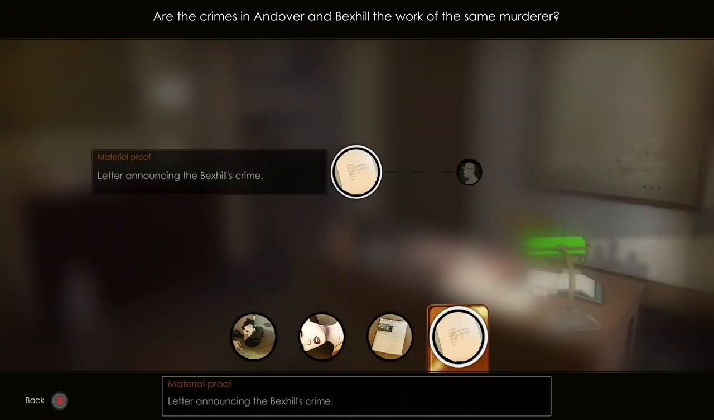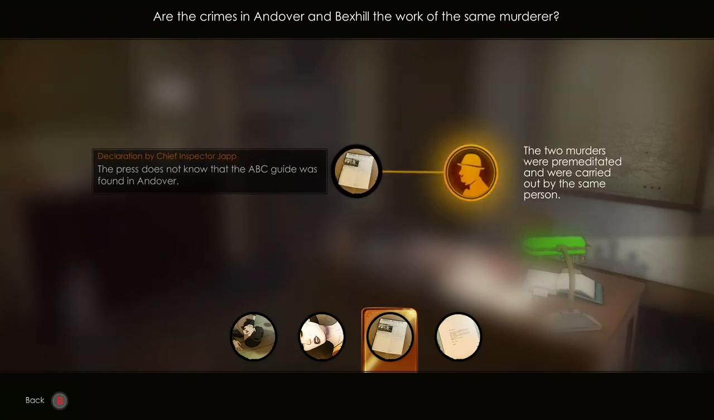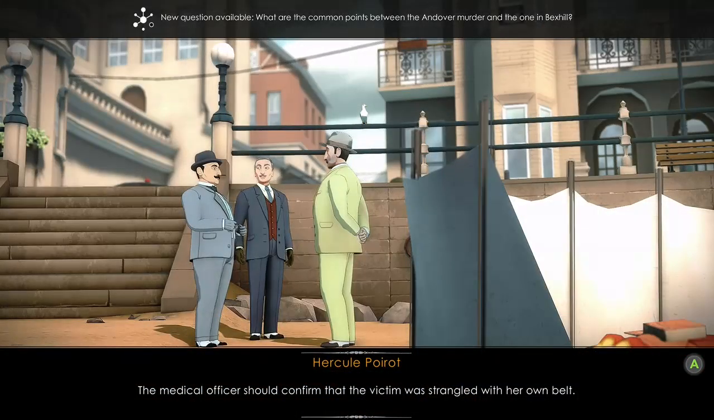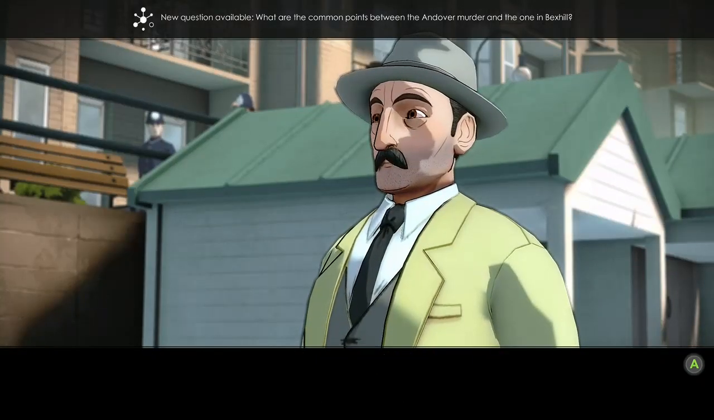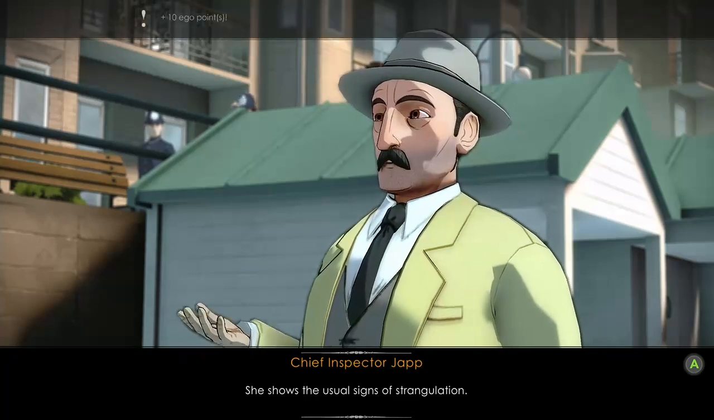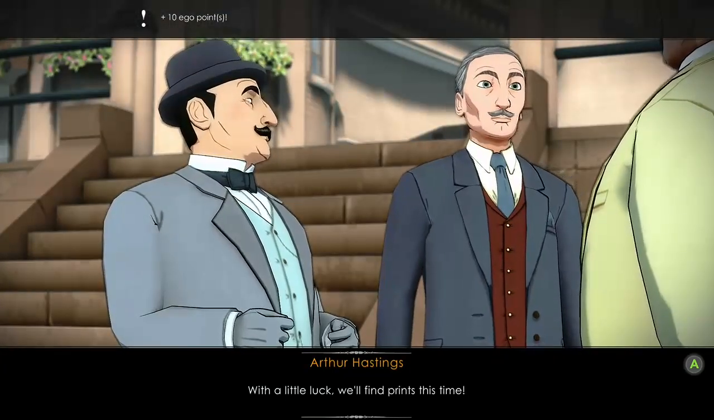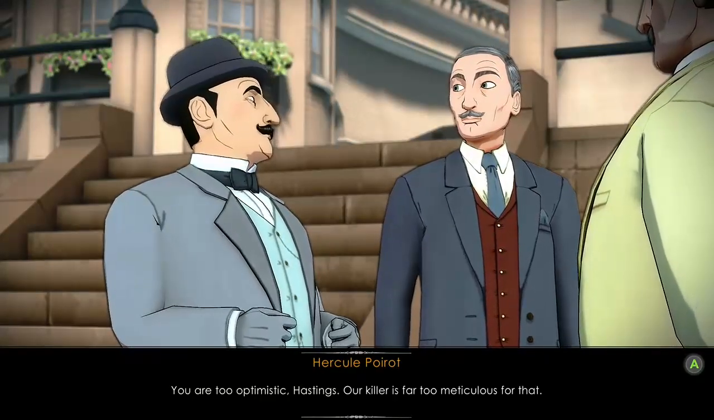Work of the same murderer. Because nobody knew of it yet. The medical officer should confirm that the victim was strangled with her own belt. That's what I thought. She shows the usual signs of strangulation. With a little luck, we'll find prints this time. You are too optimistic, Hastings. Our killer is far too meticulous for that.